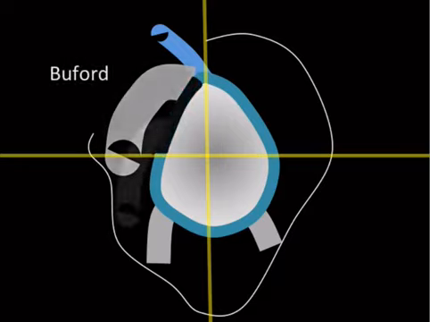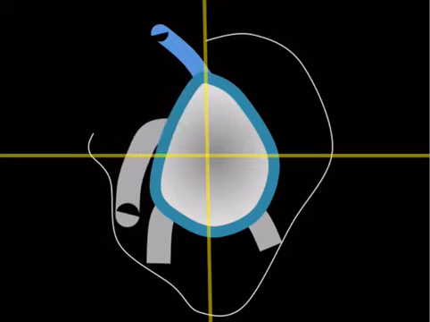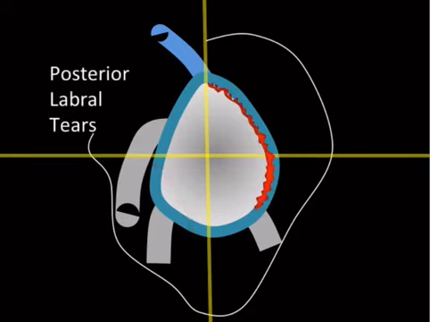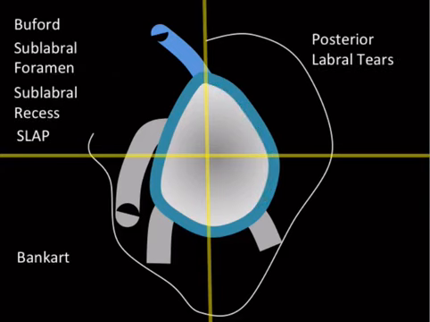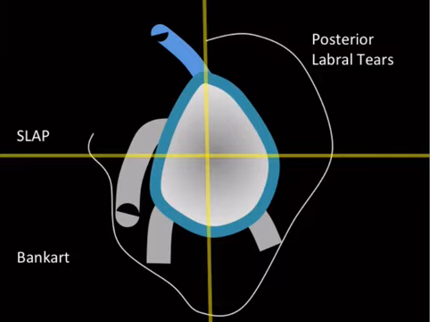Buford complex. In the anterior inferior labrum, you can have Bankart injuries, and there's a whole spectrum of that. And then you can have posterior labral tears as well. So this is sort of the way to look at it. Sublabral recess, sublabral foramen, Buford complex, slap tears, Bankarts in the anterior inferior, and then a whole bunch of posterior stuff that I wouldn't worry about. Of course, we can have slap tears also. So you can start out talking about those.